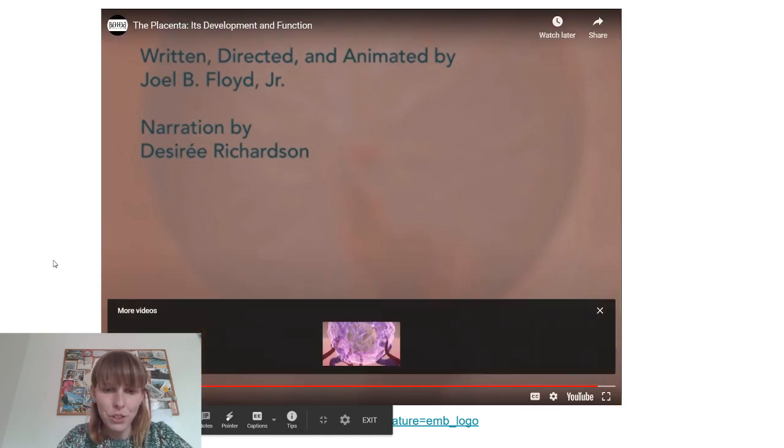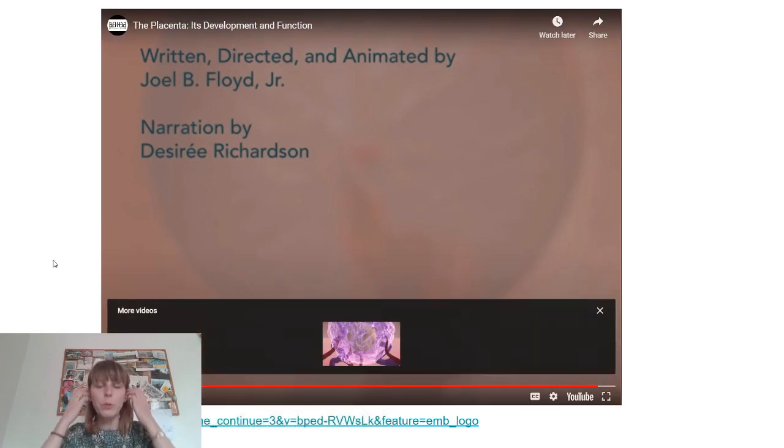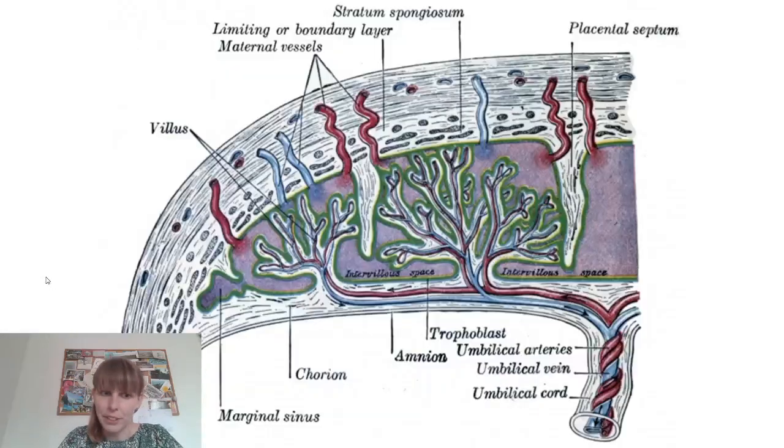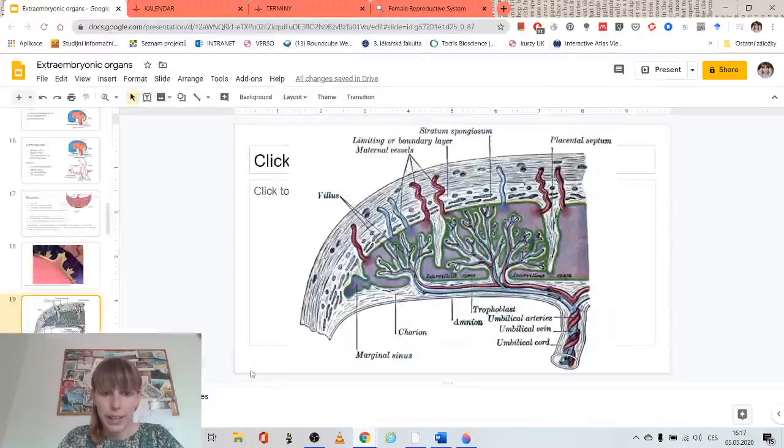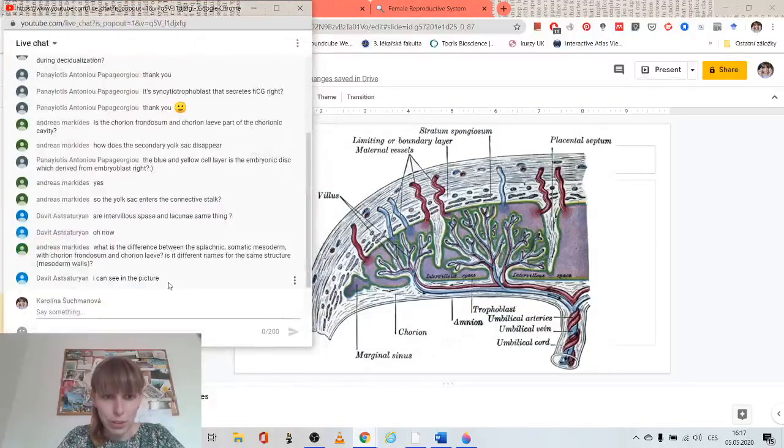So this was just a repetition of what we went through, and this was the formation of the placenta, quite nicely visualized in 3D. So maybe that will help some of you imagine how it goes.